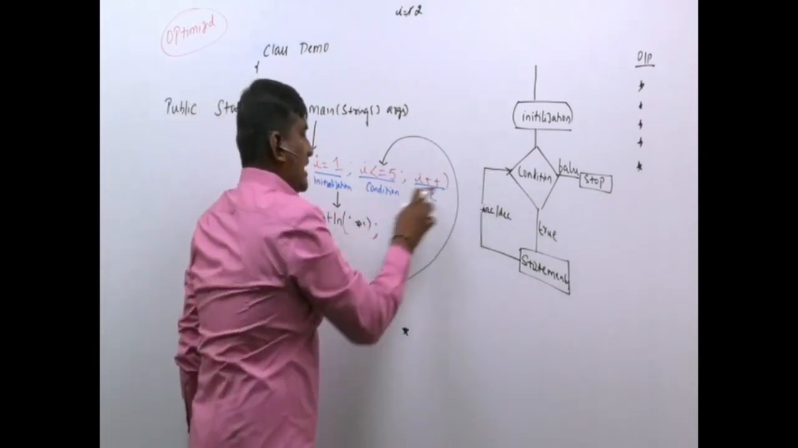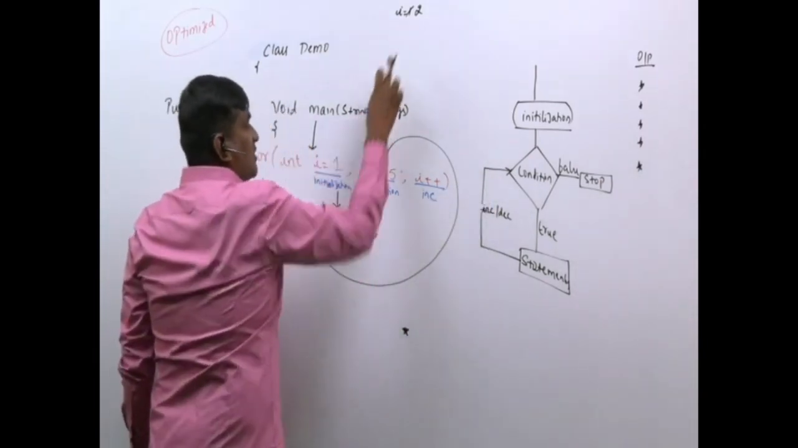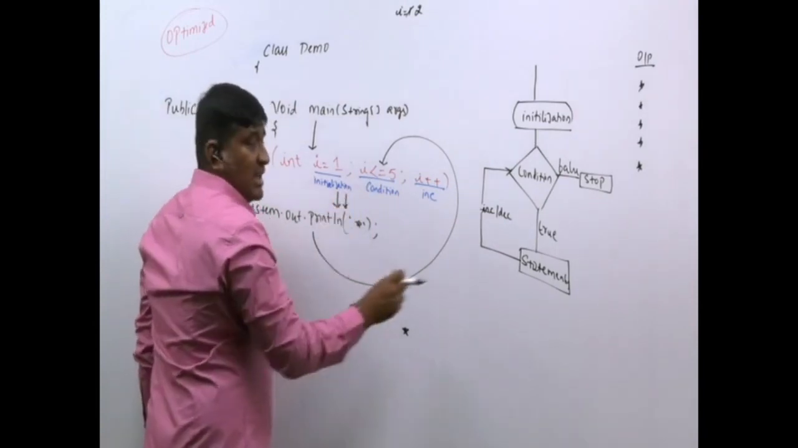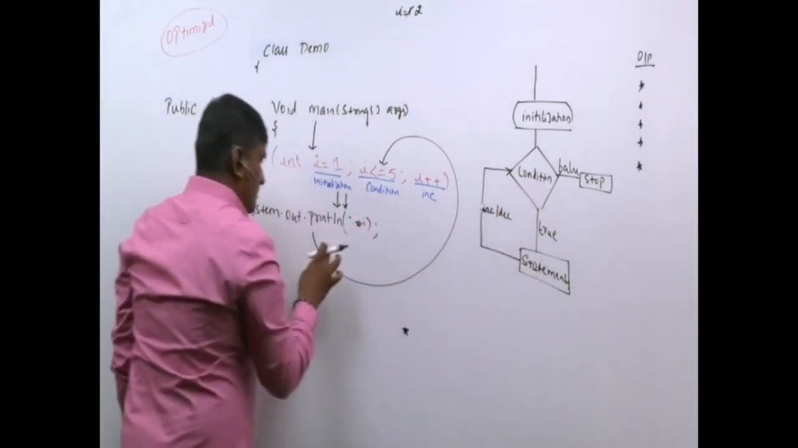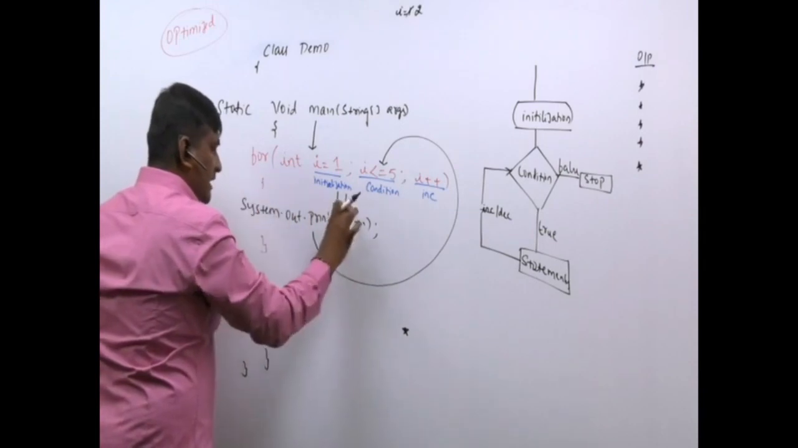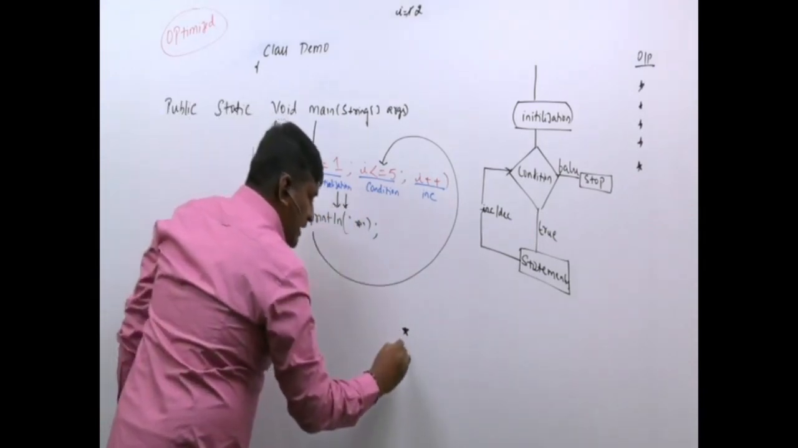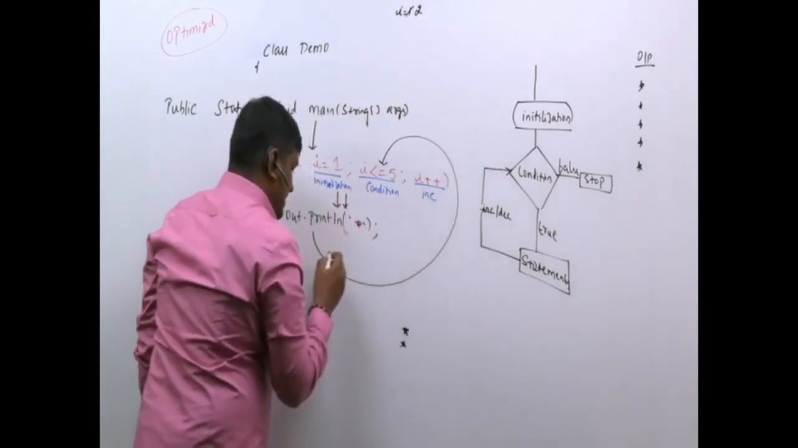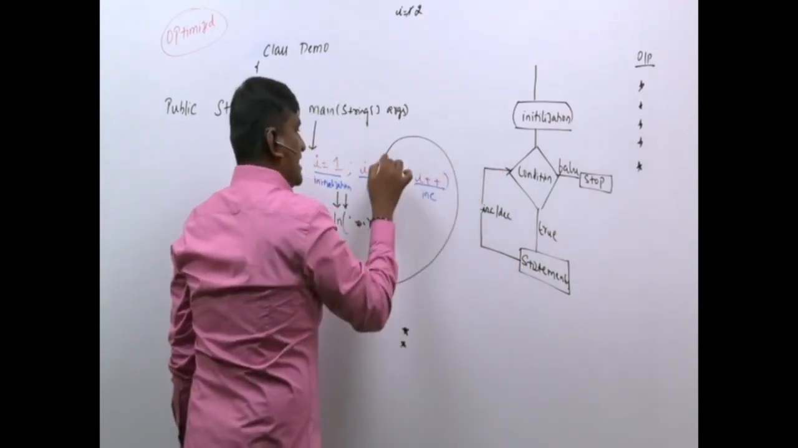Now again I am checking the condition. The i value becomes how much? 2. Is 2 less than or equal to 5? Yes. Again come inside. Since the condition is true, execute all the statements. Only one statement I have. System.out.println will print what? Star. Again after executing all the statements, go back and check the condition.